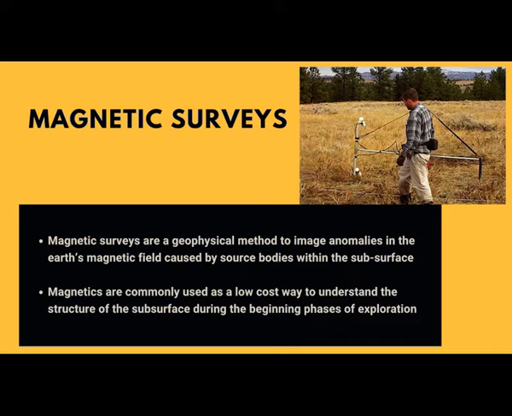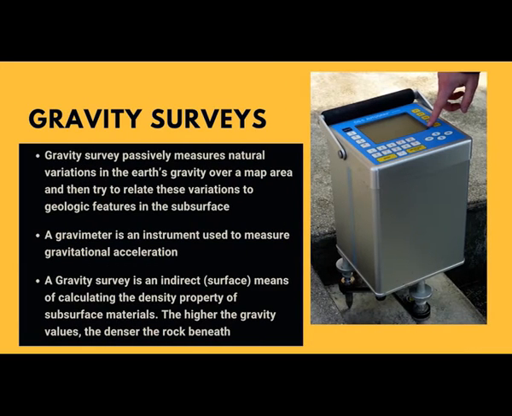And magnetics are commonly used as a low cost way to understand the structure of the subsurface during the beginning phase of exploration. So generally, we start with a magnetic survey, which will give a high level picture of whether oil bearing rocks are available or not.